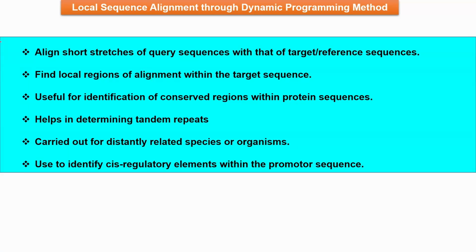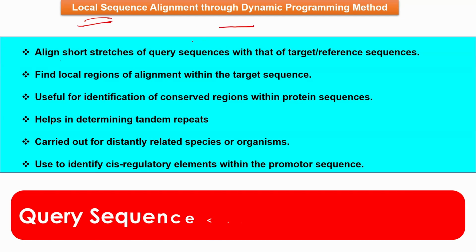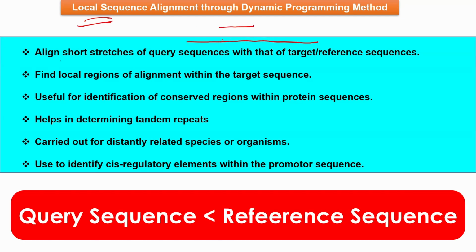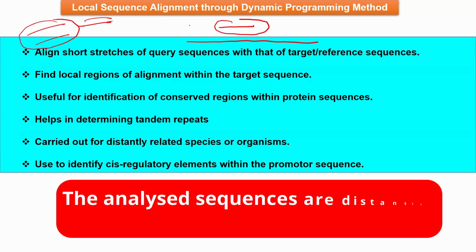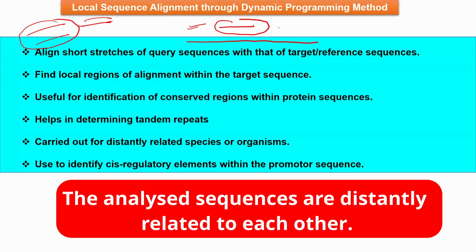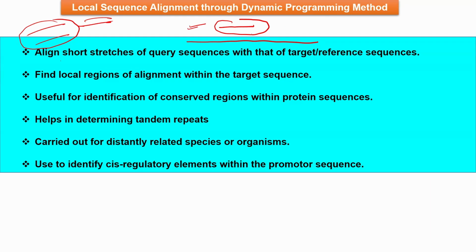The local sequence alignment through dynamic programming method. As the name indicates, herein the query sequence is relatively smaller as compared to your test or reference sequences. So local sequence alignment is carried out or processed for sequences which are of different length. In addition, they are also distantly related. Herein we find local regions of alignment within the target sequence.